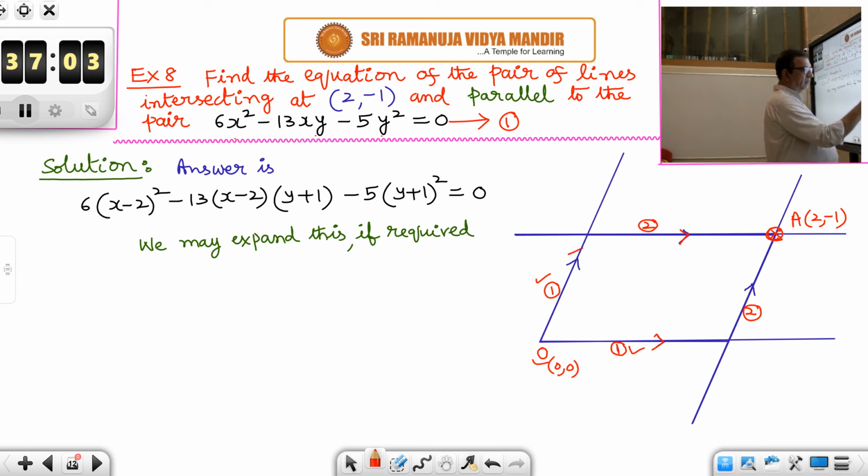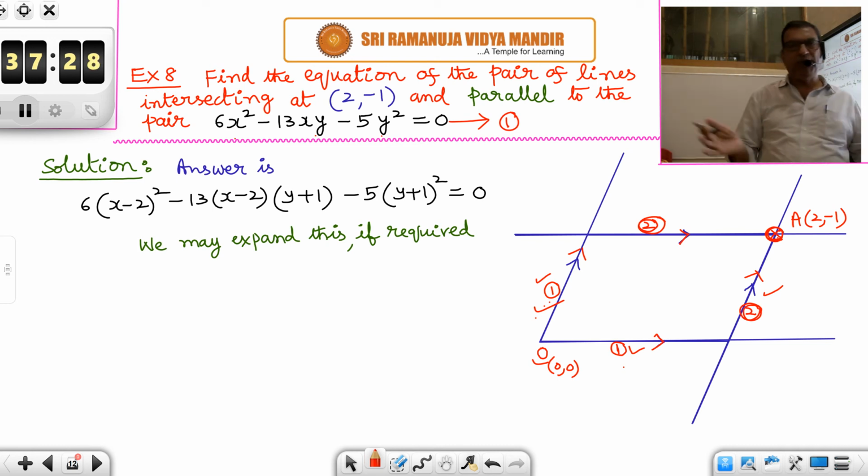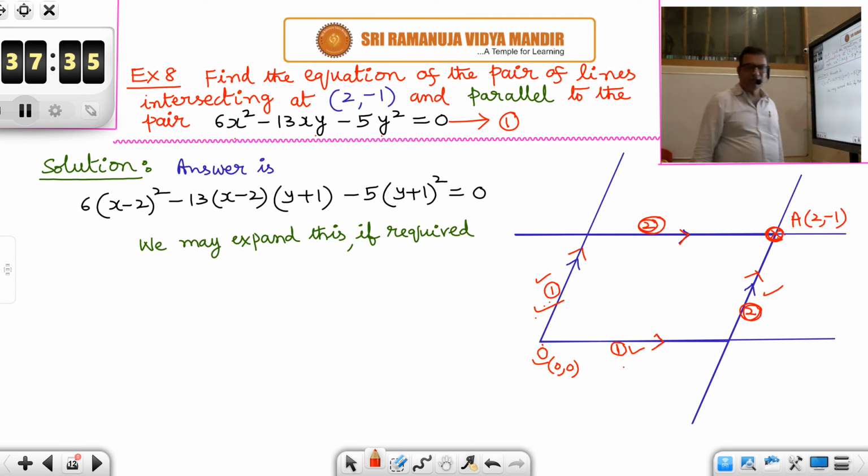And this double arrow line is parallel. This line and this line are parallel, passing through (2, -1). The lines must pass through A (2, -1) but be parallel to the original lines. So actually the given lines are 1 1 and the new lines are 2 2. The new lines 2 2 I have indicated, they form what? They form a parallelogram for which the origin is one vertex and (2, -1) is the diagonally opposite vertex.